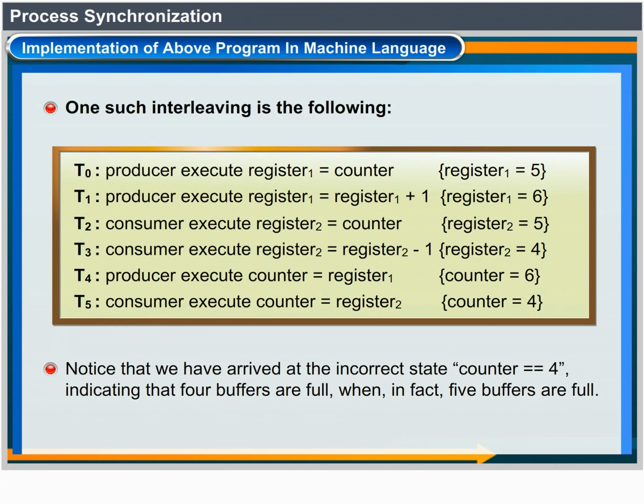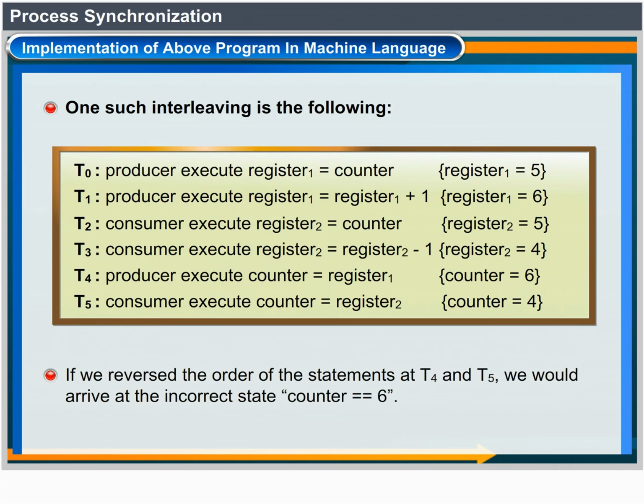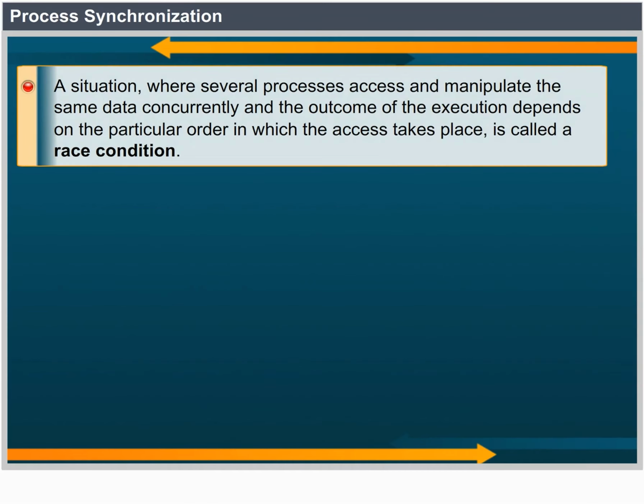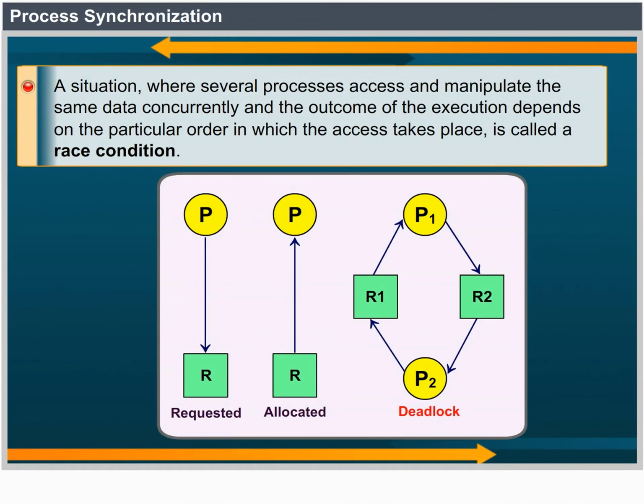If we reversed the order of the statements at T4 and T5, we would arrive at the incorrect state counter = 6. We would arrive at this incorrect state because we allowed both processes to manipulate the variable counter concurrently. A situation where several processes access and manipulate the same data concurrently and the outcome of the execution depends on the particular order in which the access takes place is called a race condition.